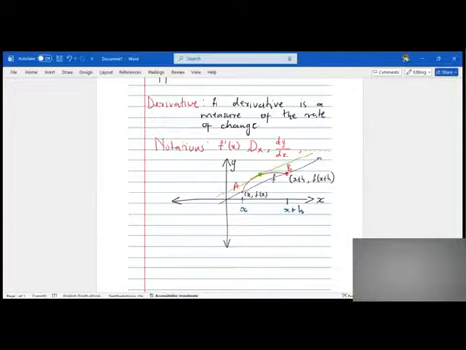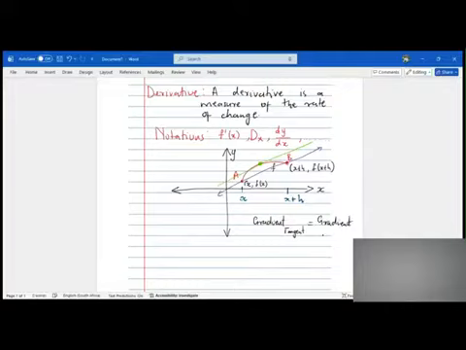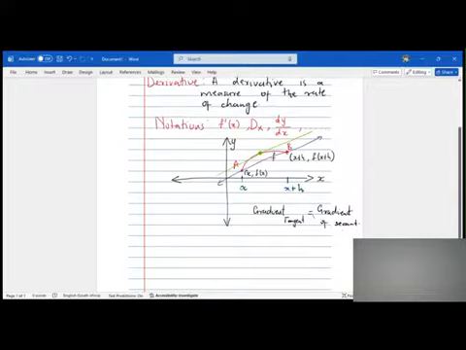So looking at that, we can then say that the gradient of the tangent line, of the secant line. All right. Okay, so that's what we have there. So what we are trying to say is that these two lines are parallel, so they should have the same gradient.